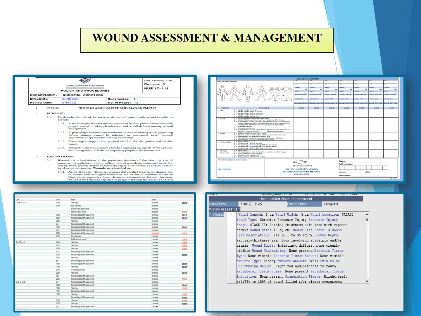For chronic wounds, for example pressure injury, reassessment will be every 7 days or if there is a change of wound status, either improvement or deterioration. Referral to the wound care team shall be done for further assessment and evaluation. To be guided accordingly, you can refer to the Policy on Wound Assessment and Management NUR 17-111.